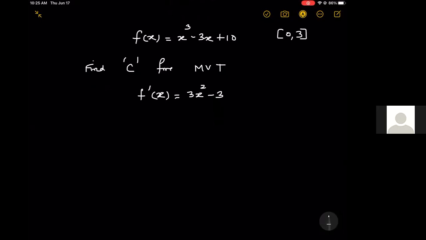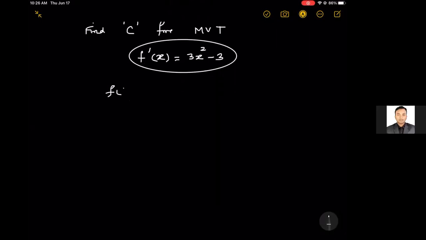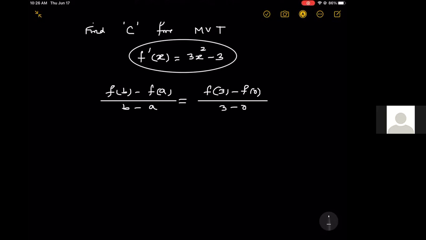Someone else? What's the next thing we need to do? After that, I use the f of b minus f of a over b minus a equation. Are we done with this part? I use that equation I just said, but okay, so what did you get for the right hand side? After I put all the numbers in, I just got 6. Yeah, f of 3 minus f of 0 over 3 minus 0.